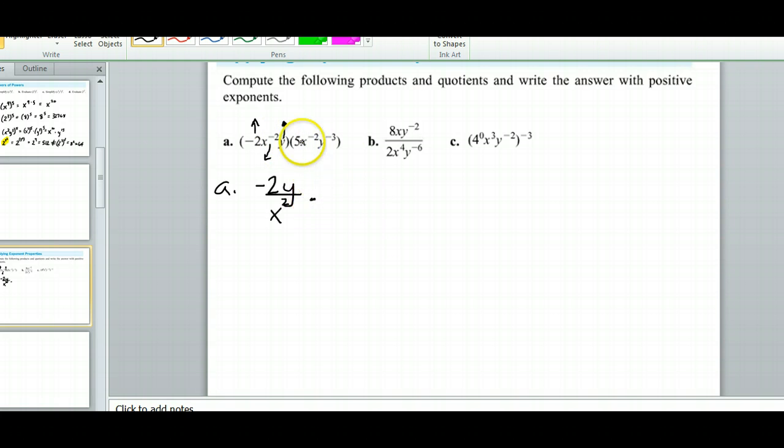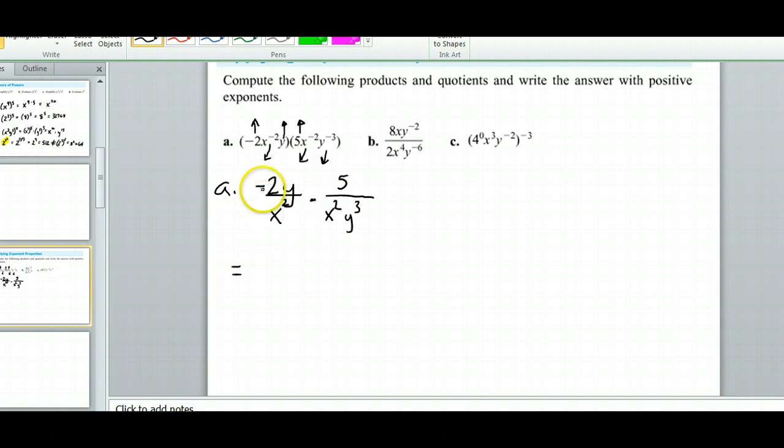Alright, times over here. This goes down and this goes down. Alright, the 5 does not. It's not being raised to a negative exponent. So the 5 stays up. The x squared goes down and becomes positive. The y to the negative 3 goes down and becomes y to the positive 3.